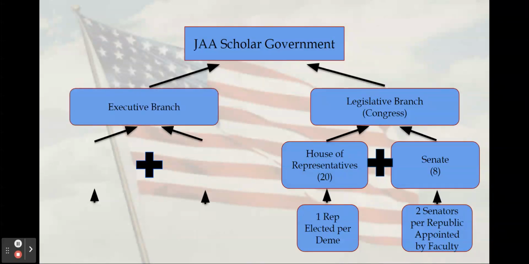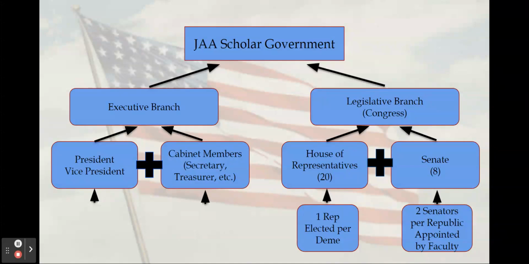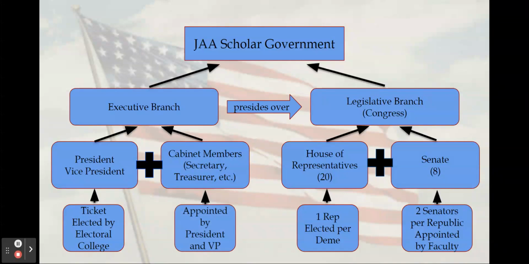The executive branch will be made up of a president and a vice president, and their appointed cabinet members. The president and vice president will run together as a single ticket. After they are elected, they will appoint their own cabinet members. So, let's go through these elections one by one.